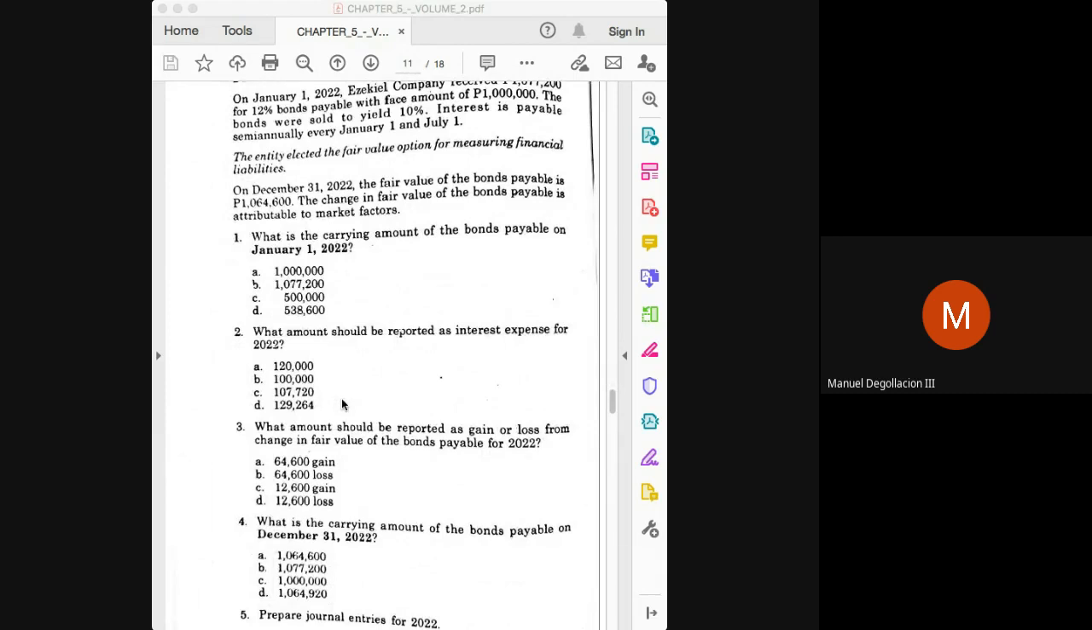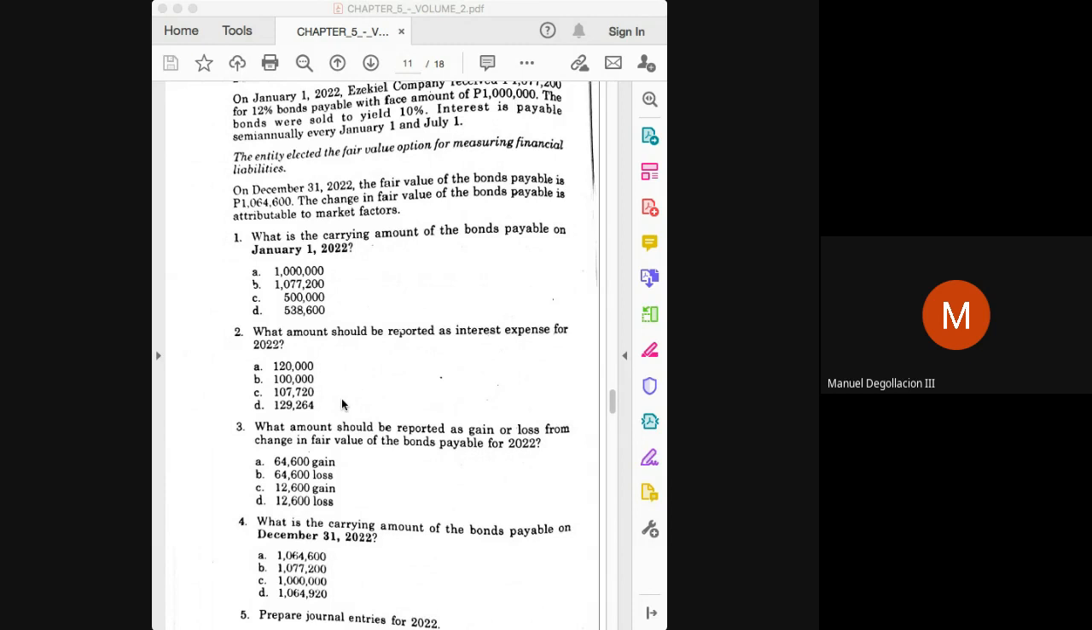Here we have 5-22. Easycal Company received 1,077,200 for 12% bonds payable with face amount of 1 million. The bonds were sold to yield 10%. Interest is payable semi-annually every January 1 and July 1. The entity elected a fair value option for measuring financial liabilities. On December 31, 2022, the fair value of the bonds payable is 1,064,600. The change in fair value of the bonds payable is attributable to market factors.